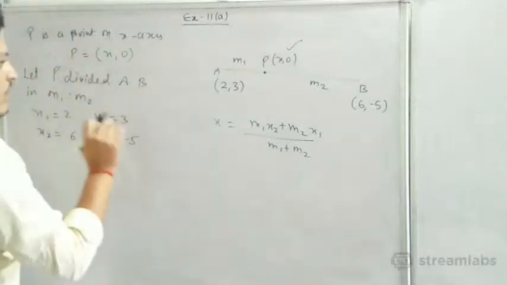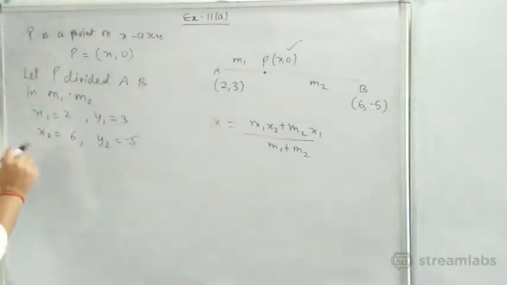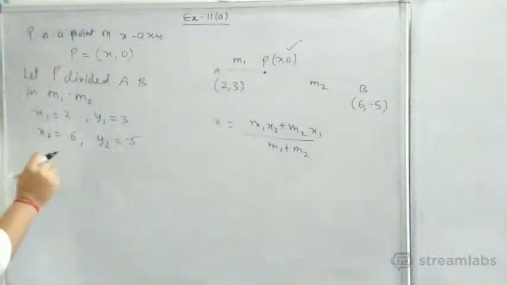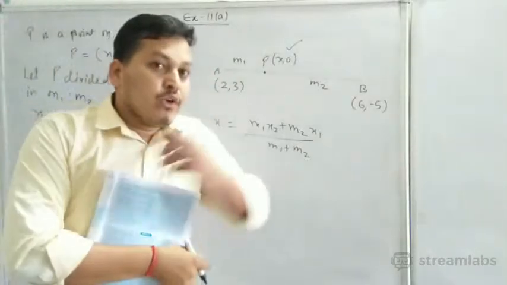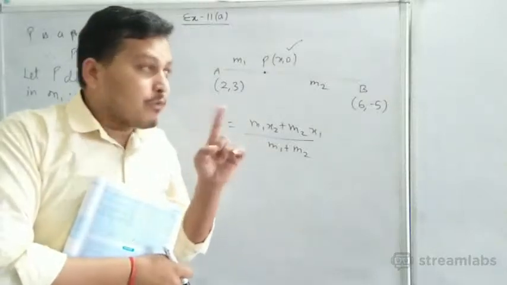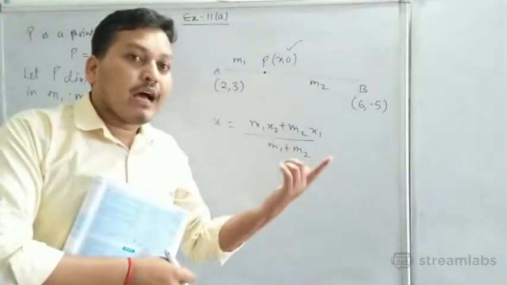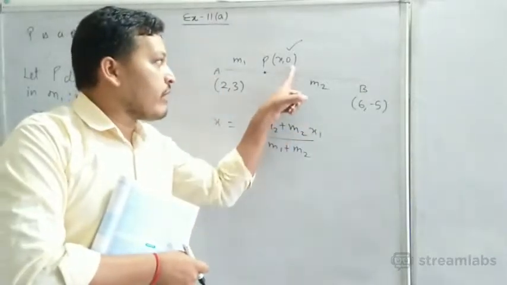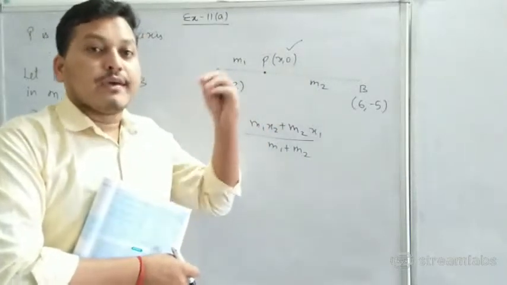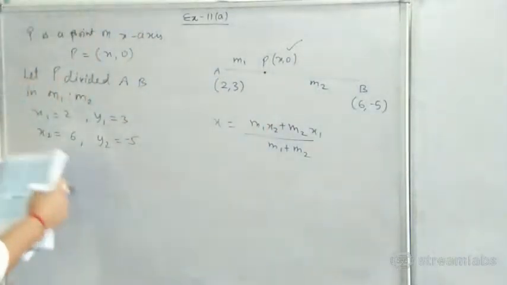Okay, so how can you calculate the value of M1 and M2? And one more thing, the x-coordinate is x and y is equal to 0. So how can you calculate M1 and M2? Which value is given, x or y? Y is equal to 0 is given, so with the help of y we can calculate the value of M1 and M2.